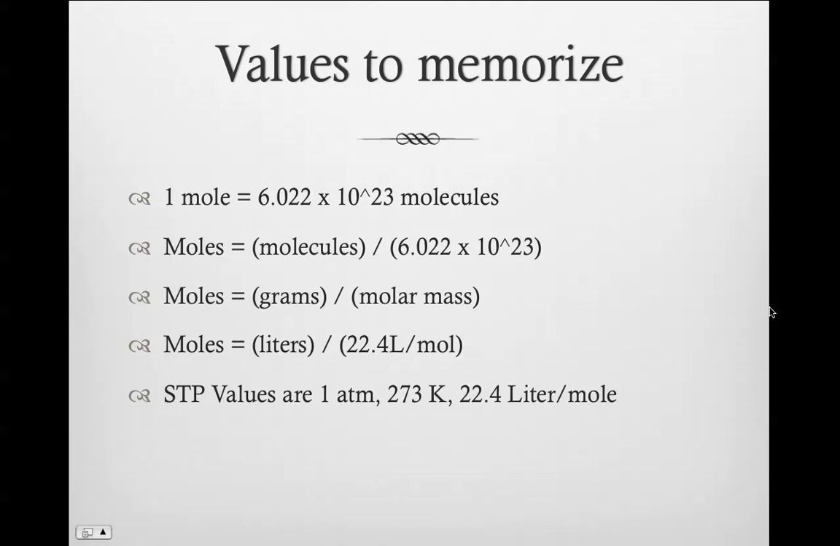So these are some values that it's a good idea to just commit to memory. 1 mole equals 6.02 times 10 to the 23rd molecules, atoms, etc. Moles equals molecules divided by 6.02 times 10 to the 23rd. Moles equals grams divided by molar mass. Moles equals liters divided by 22.4 liters per mole.